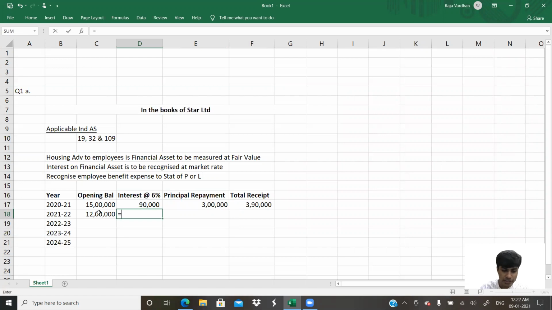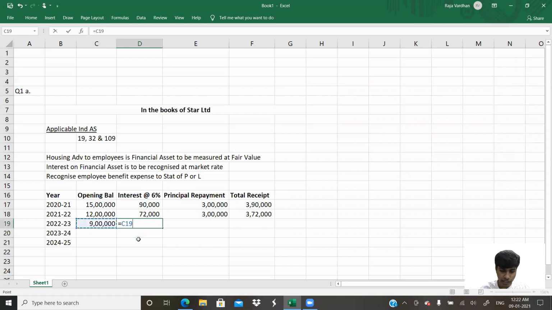So how much will be the interest in the second year? It will be 12 lakh multiplied by 6%. That would be 72,000. And principal repayment would be the same, 3 lakh you will repay. So totally how much will you repay? You will pay 3 lakh plus 72,000. Out of 12 lakh principal, 3 lakh is paid. So how much will be remaining? You will be remaining with 9 lakh rupees.